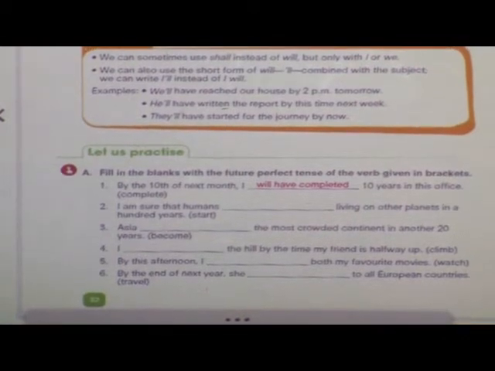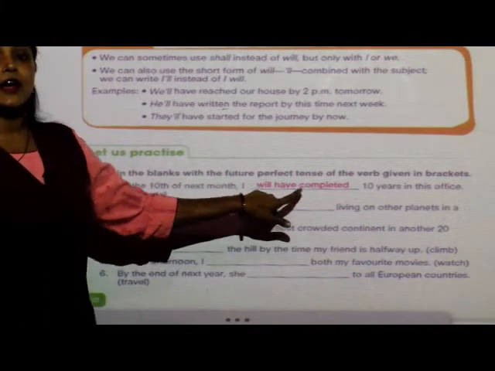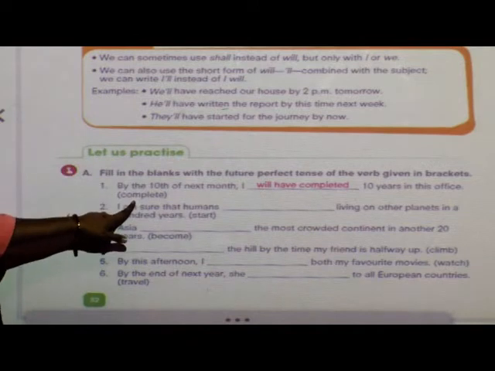By the 10th of next month, I will have completed 10 years in this office. So in this sentence, which is the subject? You can see I. Will is added, have is added, and the past participle of complete is completed.